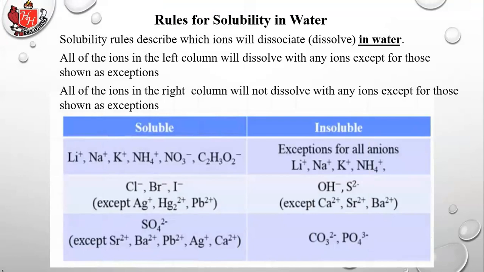Solubility rules describe which ions will dissociate, dissolve in water. This is specifically for water. All of the ions in the left column will dissolve with any ions except for those shown as exceptions. All of the ions in the right column will not dissolve with any ions except for those shown as exceptions.